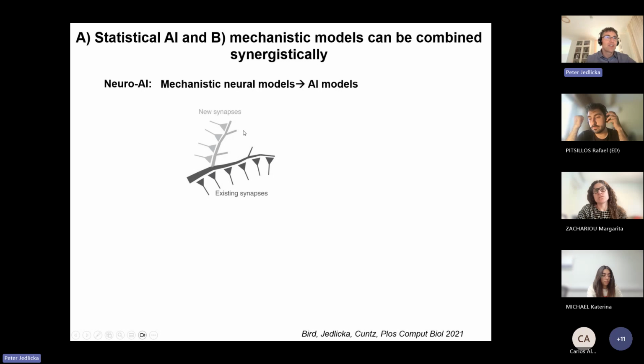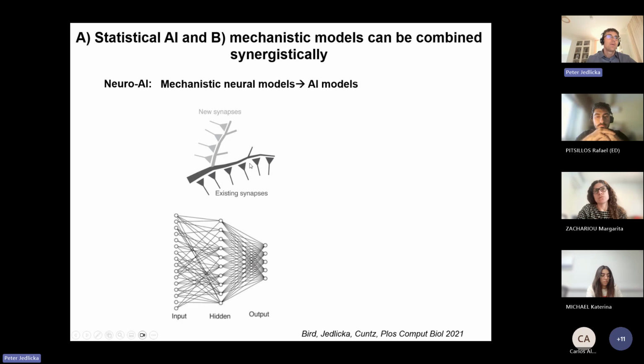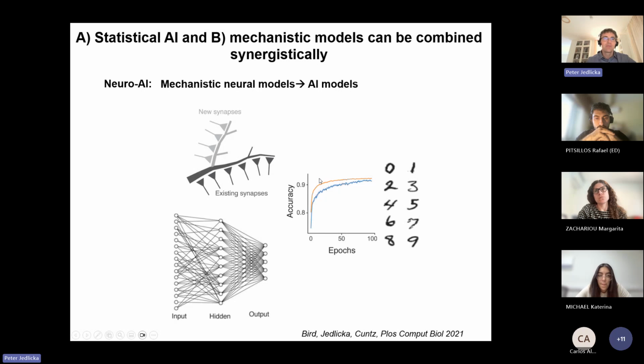So you can take something that you learned in biology, for example, some dendritic mechanism. Here we took what we call a dendritic normalization mechanism. I will come to that later probably. And then we implemented it in the network. This network with this dendritic mechanism, that's this orange curve, learned better than a network without the dendritic mechanism. One example in which neuroscience knowledge improved the learning of the artificial neural network.